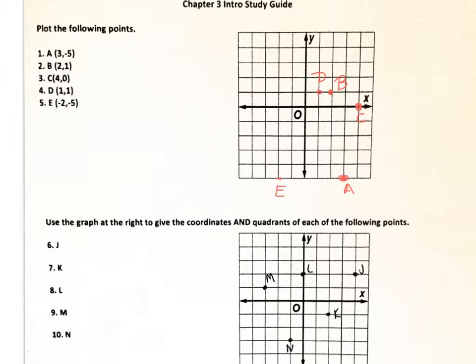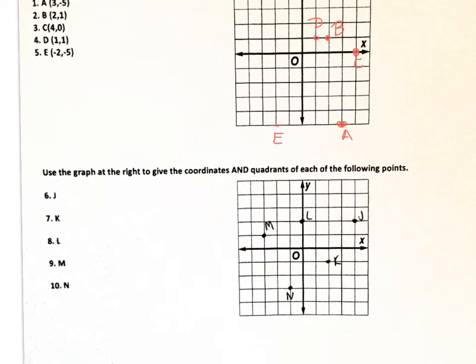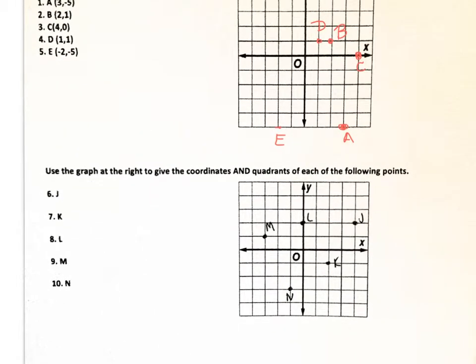The next section is a little bit different. It's going to ask you to name the ordered pairs, so give the coordinates and the quadrants. Make sure you're doing both. And remember, quadrants are named using Roman numerals. So let's go ahead and take a look at this.